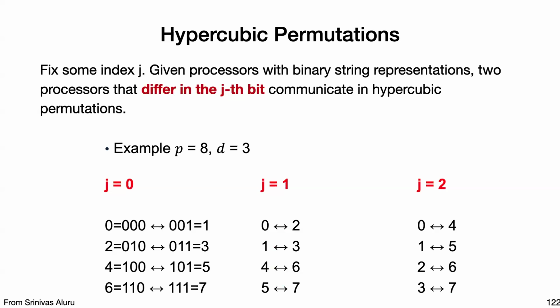So this is just an example. If d equals 3, d is the number of bits that we have, and p, which is the number of processors, is equal to 2 raised to d. So here p is equal to 8, d is equal to 3. And this is one example of a hypercubic permutation where everything differs on the last bit. Then here, everything would differ in the middle bit, and there, everything differs in the first bit. So 0, 0, 0 goes to 1, 0, 0, which is 4. And here, 0, 0, 0 goes to 0, 1, 0, which is 2.